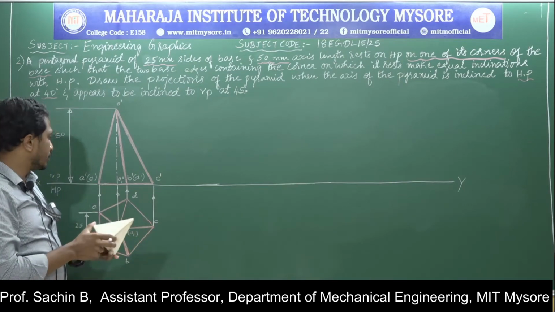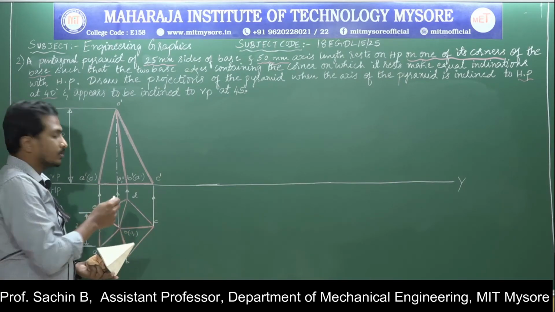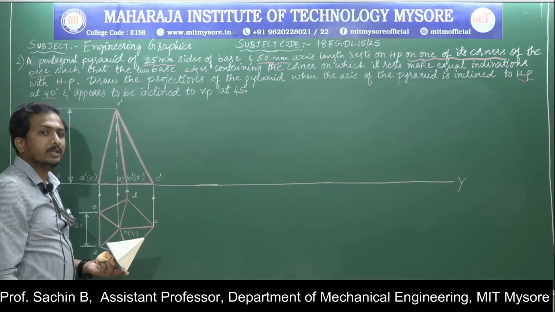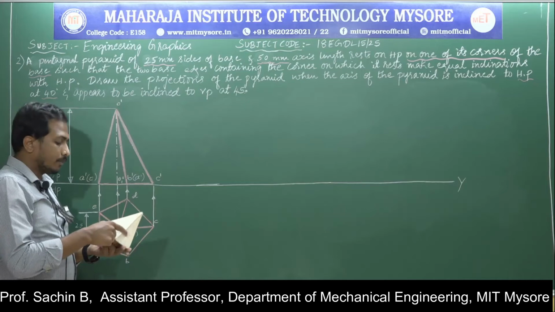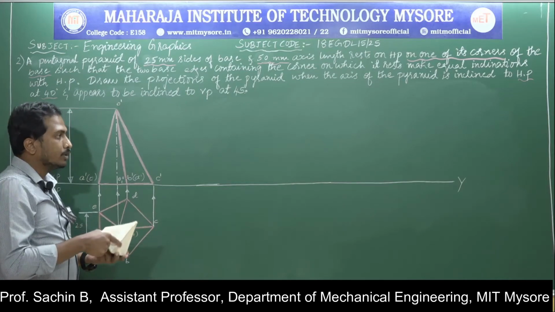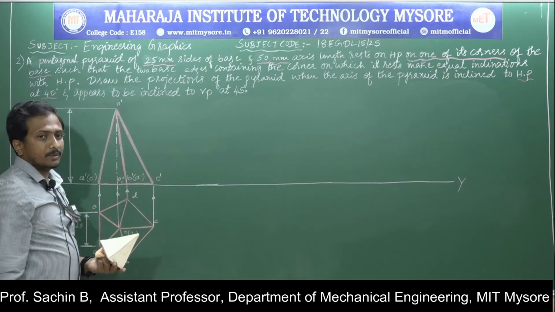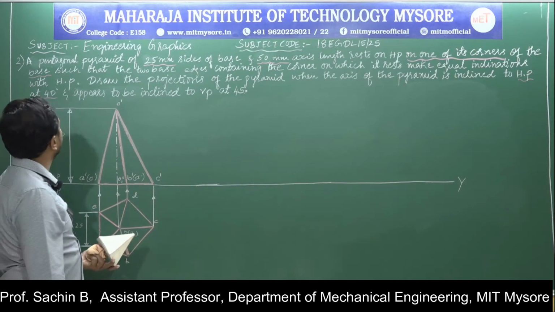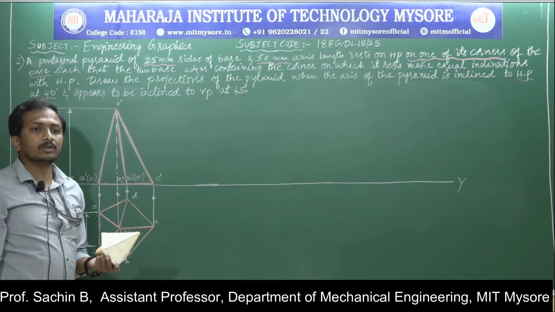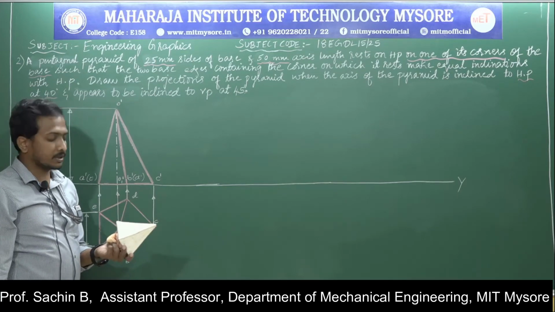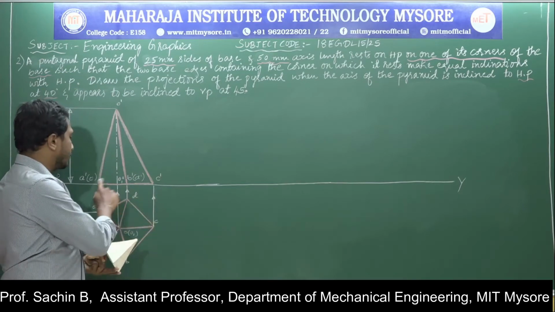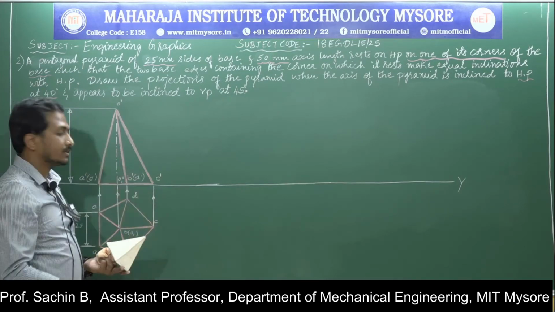To overcome this issue, as I explained in the last problem, this axis is inclined at an angle of 90 degrees with the base. By knowing that, we subtract the given angle from 90 degrees. That is 90 minus 40 degrees, which gives a 50 degree inclination. With that 50 degree inclination, we will construct the base first, then the axis.